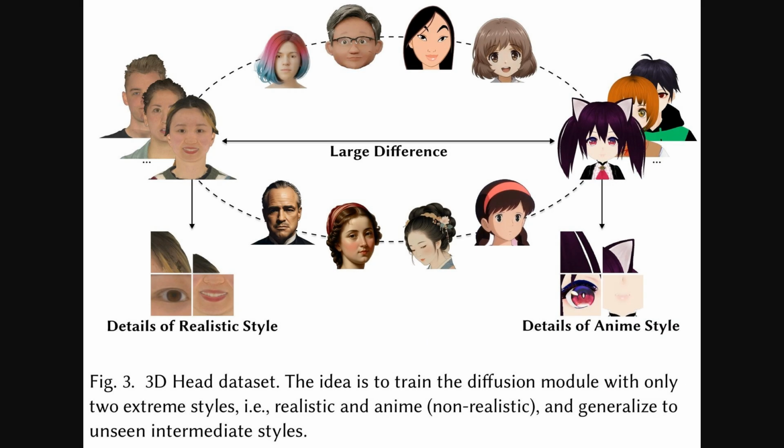Alright, so that style-omniscient sparse-view generation we just discussed relies on a really diverse dataset for training. Figure 3 here gives us a peek into this 3D head dataset. The core strategy is to train the diffusion module, which, as we recall, helps generate those multiple viewpoints, using only 2 extreme styles. You can see examples of highly realistic heads on one side and then very distinct anime-style characters on the other. The idea is that, by learning from this large difference, the model can then generalize to various unseen intermediate styles, like those shown between the extremes.